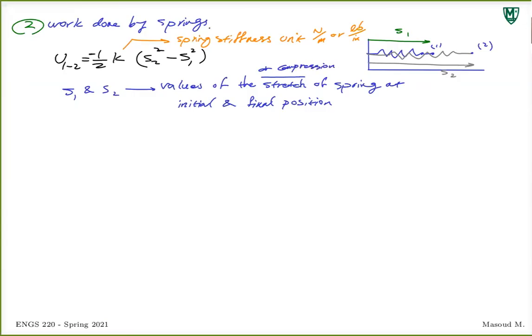Of a spring. So if the spring is not stretched or compressed, the S value is 0. If it's stretched or compressed, you just find how much, and that would be the value of S, depending on how much is stretched or compressed at point A and at point B when you're looking at the motion between 2 points. So as long as you know this and you know the stiffness of the spring, you can calculate work done by spring.